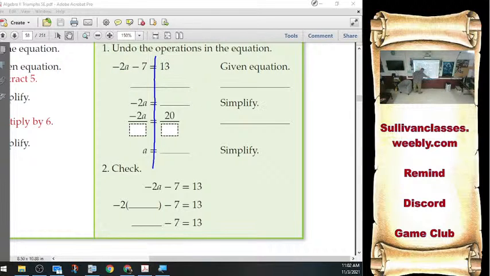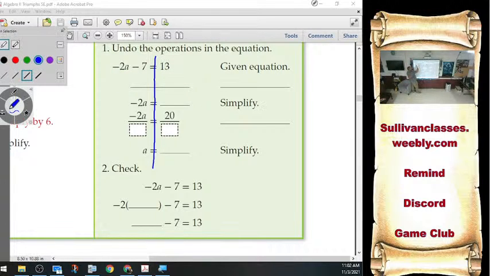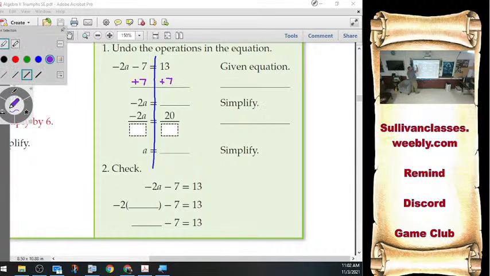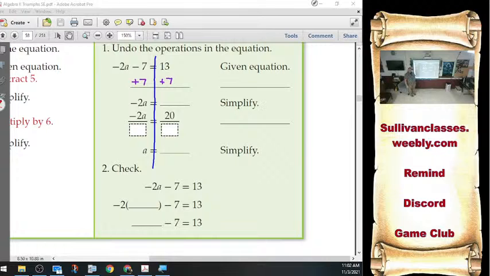Anyway. I got my line to separate things. We said that we're going to add 7 to both sides. So show add 7. I better have a plus 7 on both sides. What should I be showing right now? Well, 13 plus 7 is 20. So yeah, I've got that part. What should I show over here? What is negative 7 plus 7?